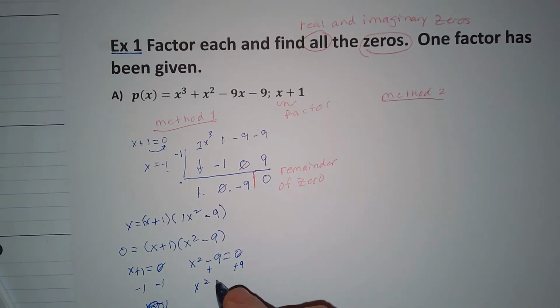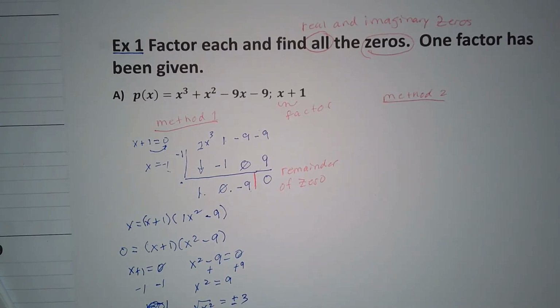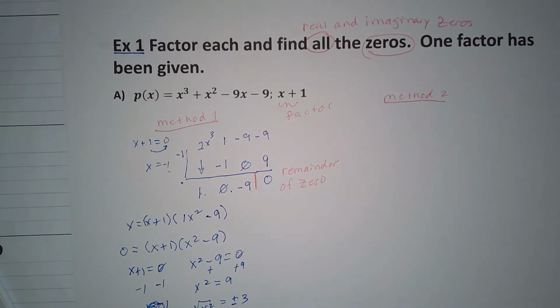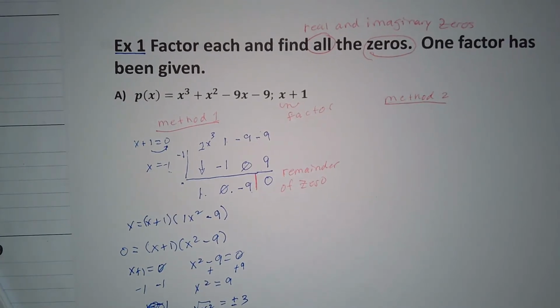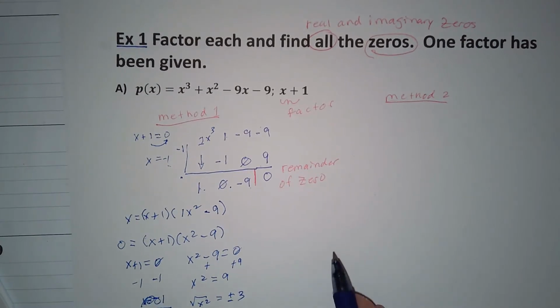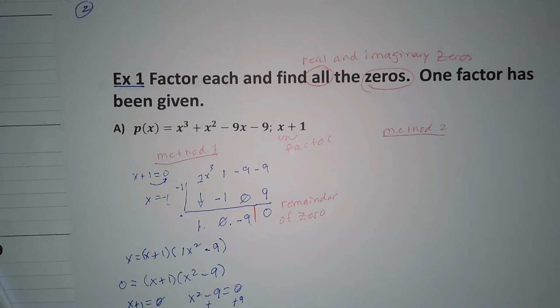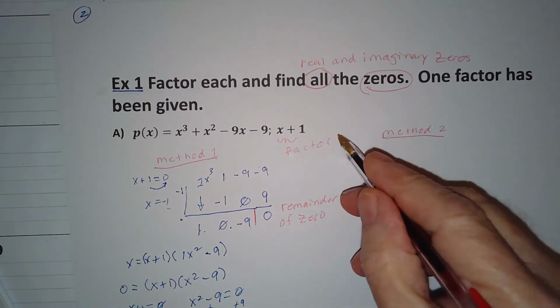And then over here, if we were to add 9 to both sides, we get x squared equals 9. And then we take the square root of that. You get plus or minus 3. So x equals plus or minus 3. So there's your solutions for this problem. Okay, you've got 3 solutions: x equals negative 1, x equals 3, x equals negative 3. All right, so that's doing it using synthetic division.